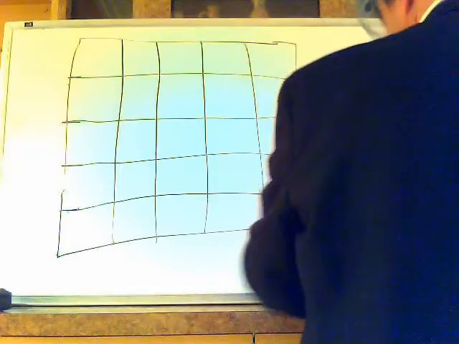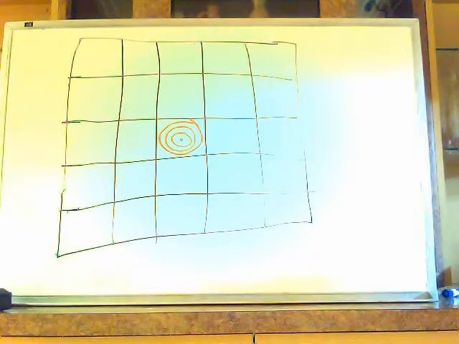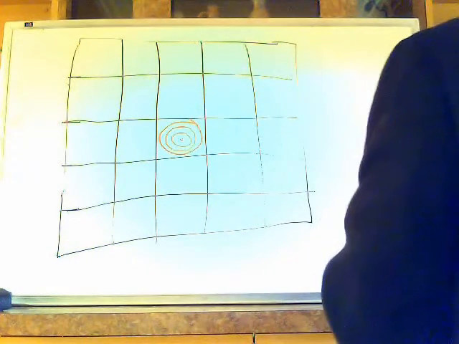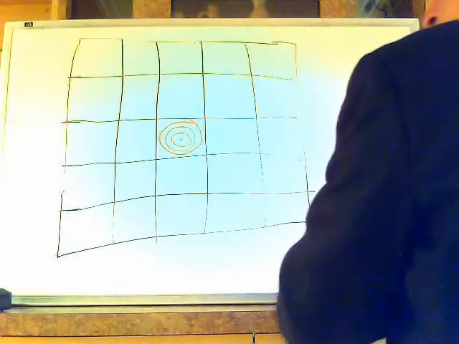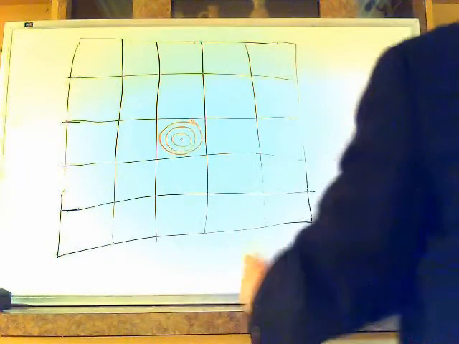1, 2, 3, 4, 5. Right dead center in the middle here is a target. This is what I'm trying to make. I'm trying to hit the target, that is the nuclide of interest, the thing that I want to make.